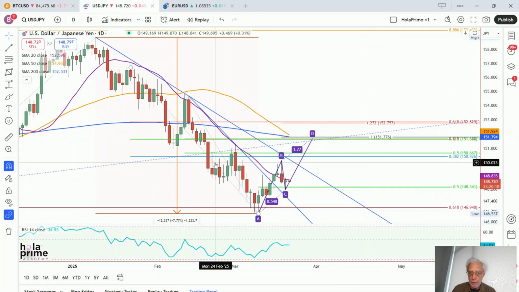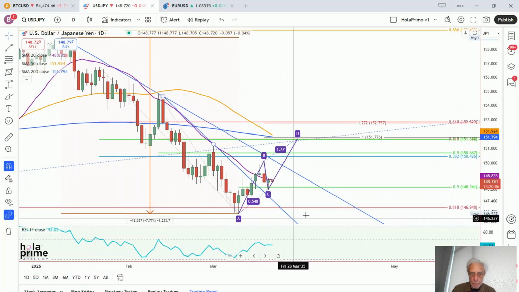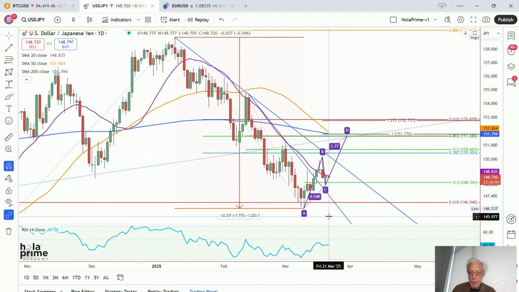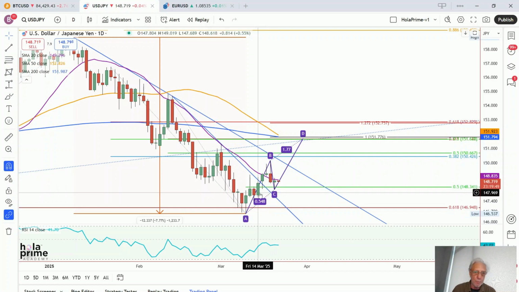Moving on to the dollar yen. The dollar yen had been in a downtrend. It found support around the 61.8% retracement and then started to advance from there, broke through this trend line, not a big deal, then broke out above the 20 moving average and stayed above it at least for one day, but finished with a bearish shooting star candlestick pattern, not bullish, right?